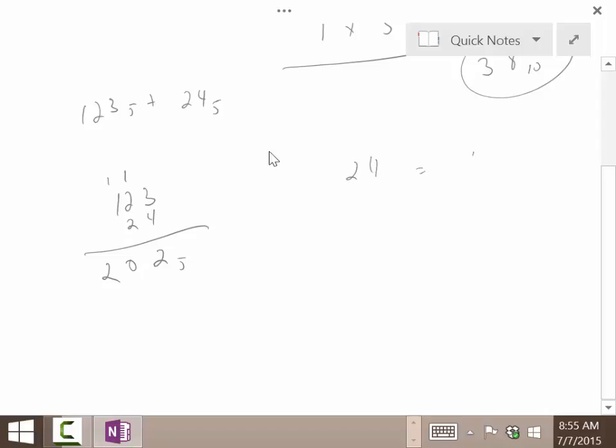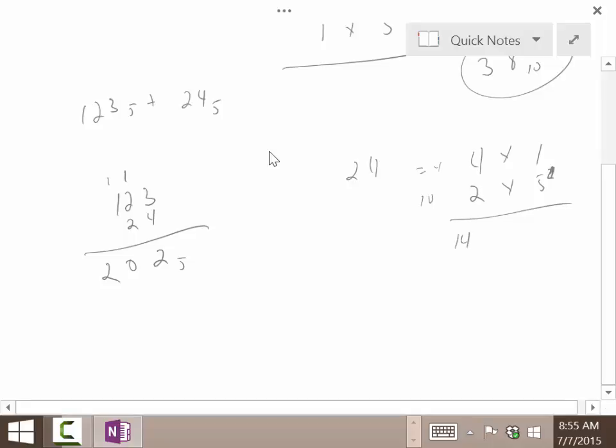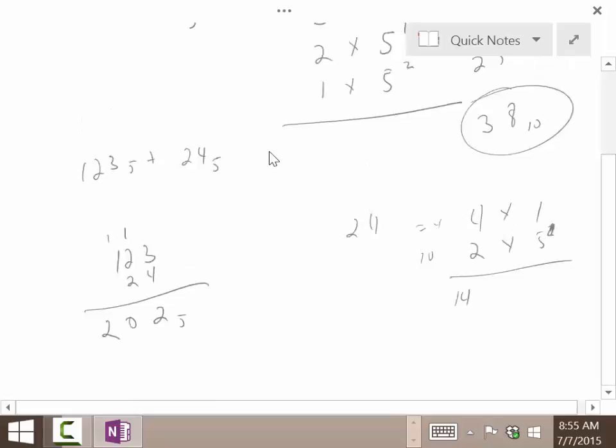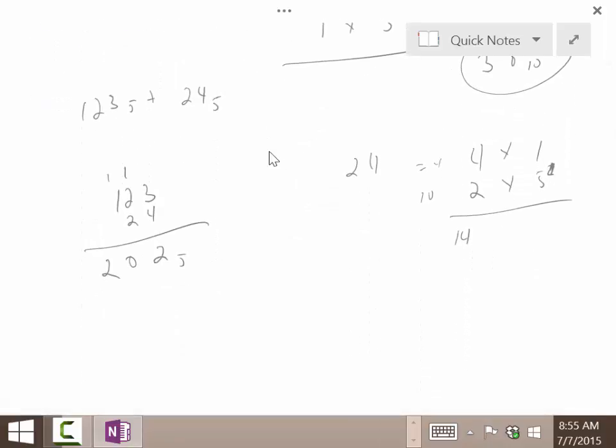24 is equal to 4 plus 10, right? And let me not skip a step right here. That's 2 times 1 plus 2 times 5 to the 1, so that's going to be 10 plus 4, 14, right? So 14, and our previous result was 38. So 38 plus 14 gives me 52. That's base 10, right? So if this works, 202 base 5 should be equal to 52 base 10.